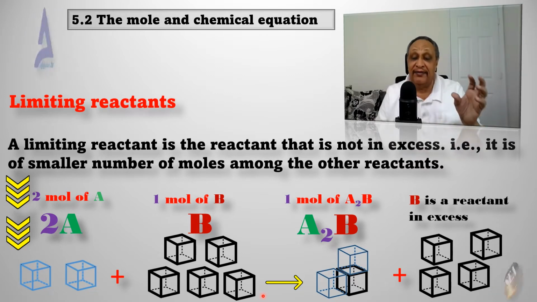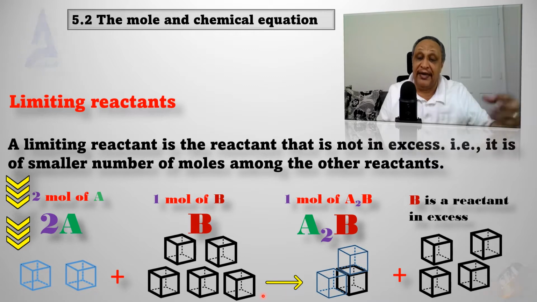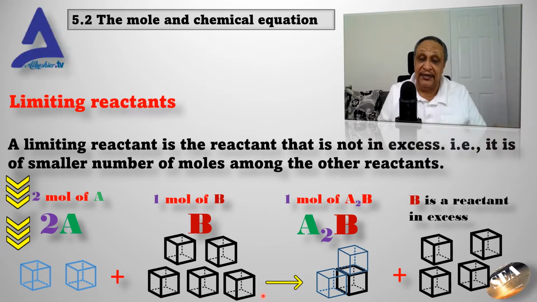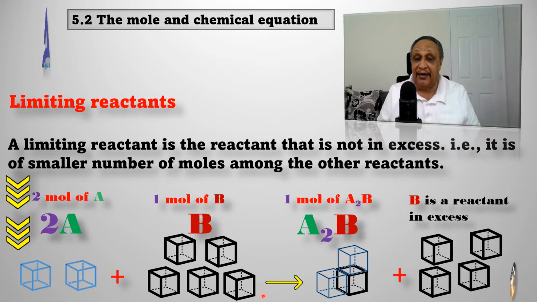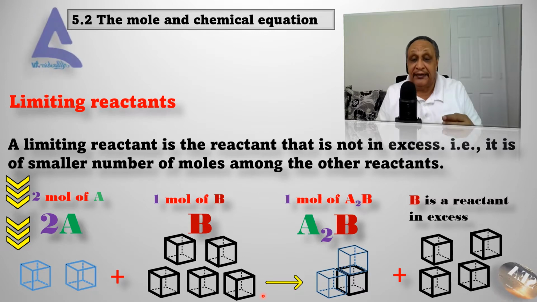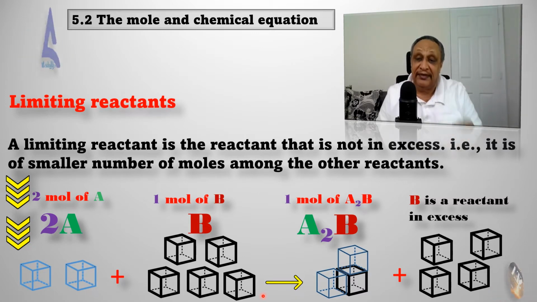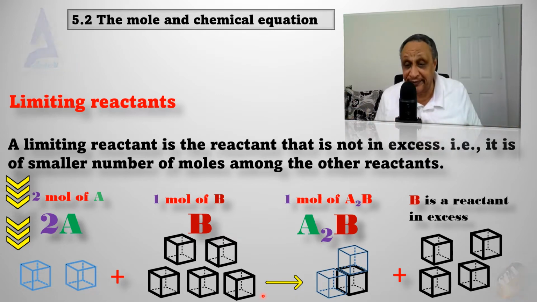Either you have a limiting reactant, that means you have one of your elements or compounds that is very few or small in amount, and you cannot exhaust more than what you have. This is called a limiting reactant, because when it is finished the reaction is going to stop.